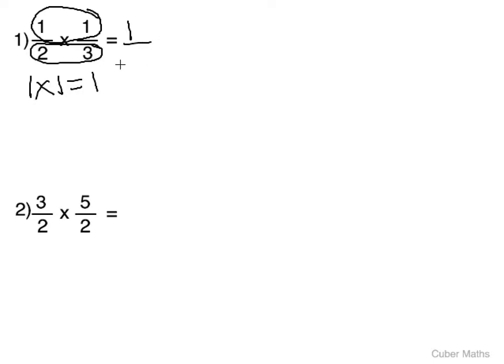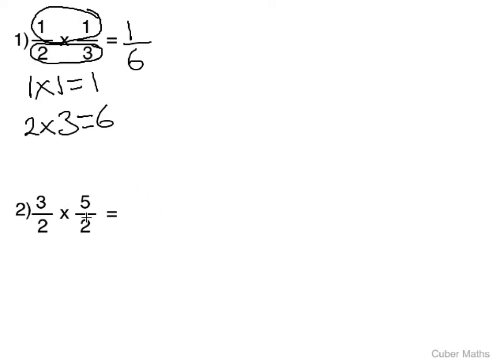Now to get the denominator, all we do is times the two denominators together. So we've got 2 times by 3, which gives us 6. So here we're just going to put a 6 on the bottom of our fraction. So a half times by a third gives us a sixth. Now if we look at our second problem, we've got 3 over 2 times by 5 over 2.